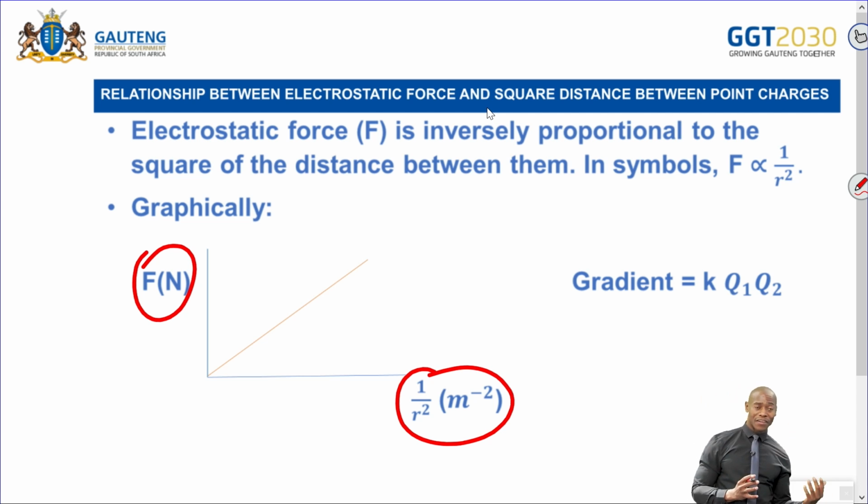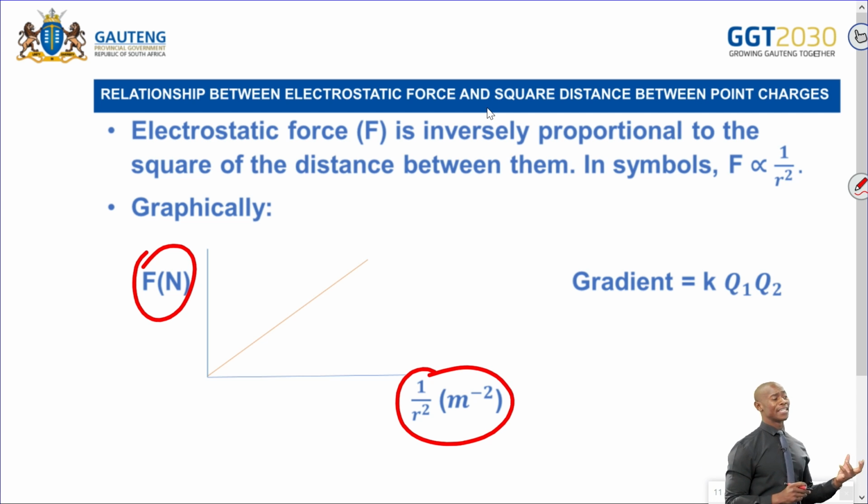For the previous one, we were focusing on F and Q1 Q2, so the controlled variable was R, the distance. Here it's F and 1 over R squared, so according to that equation, what is kept constant is Q1 Q2. Those are the constants. This is the graph that shows the direct proportionality between F and 1 over R squared.